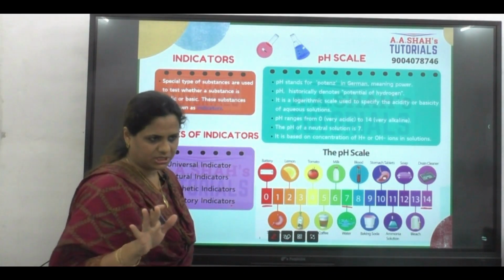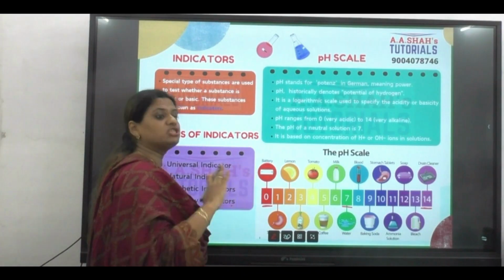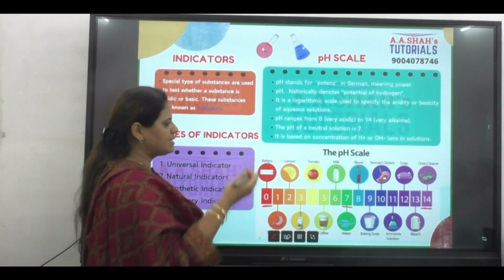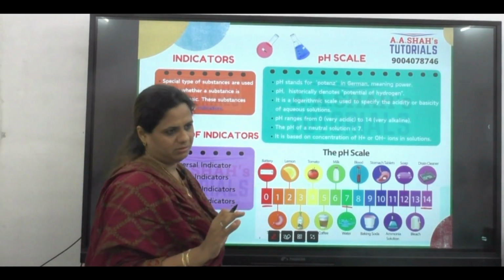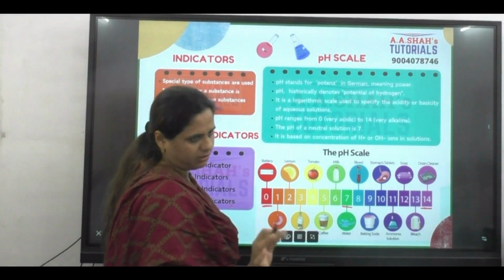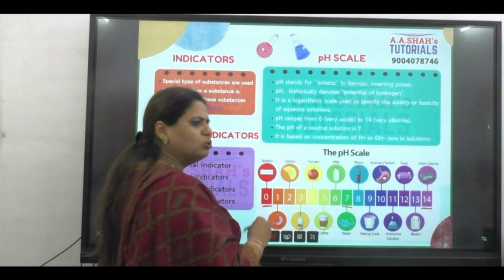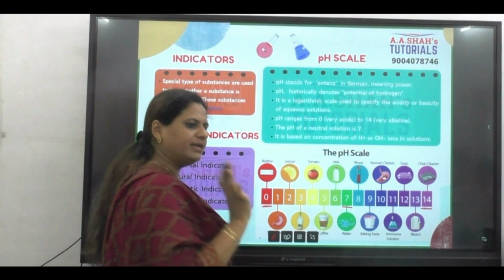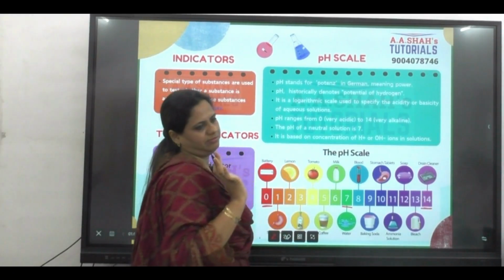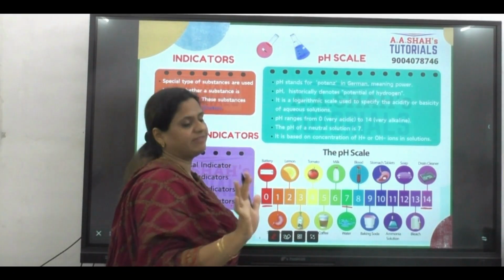Neutral means no charge. Neither acid nor base. The most standard example of a neutral substance is water. Pure water, distilled water. If it has a little pollution, it may be acidic or basic, but pure distilled water will be neutral, at pH level exactly 7.